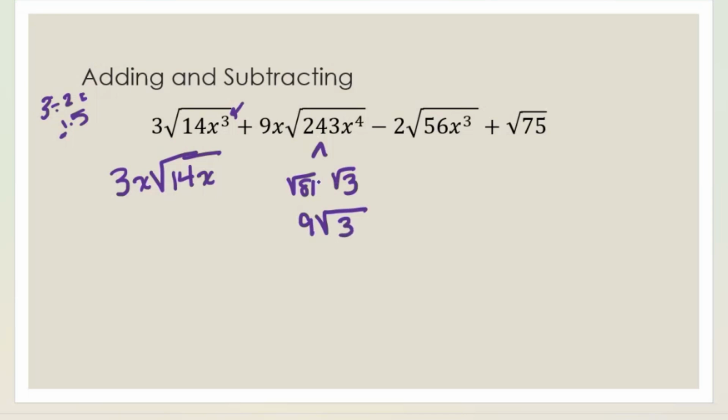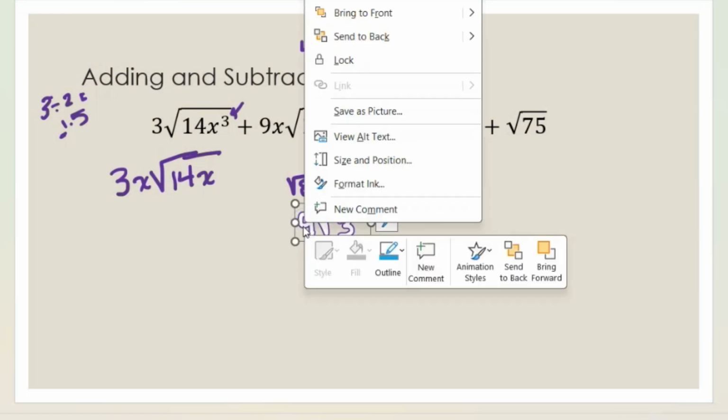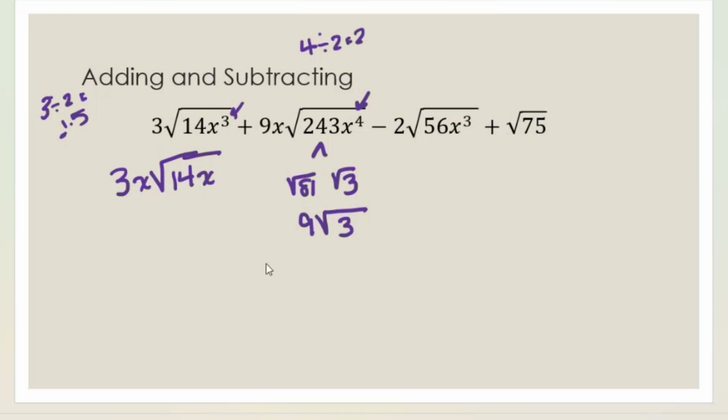So I've simplified the 243 part, but I also need to simplify the x to the fourth. X to the fourth, 4 is even. Remember, you just divide by 2 again. 4 divided by 2, we get 2. So we're going to bring 2 of them outside. Just move this 9 over a little bit. All right, and I'm going to bring the 2 x's out.